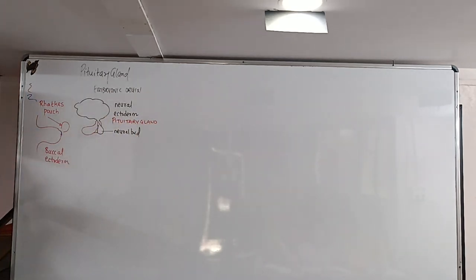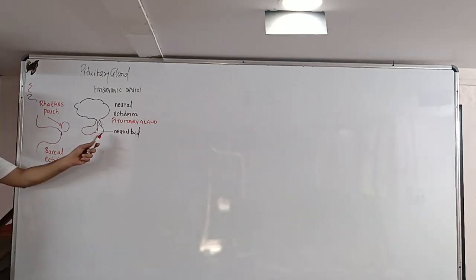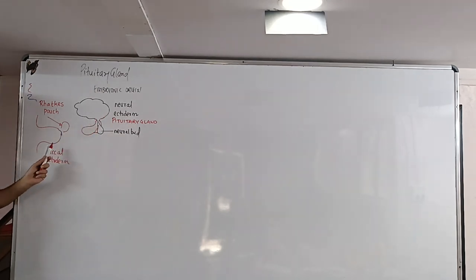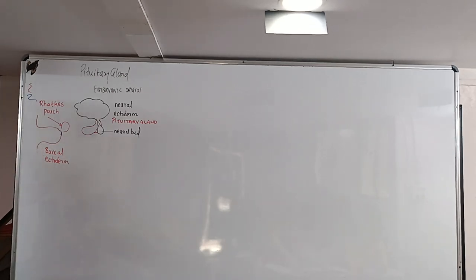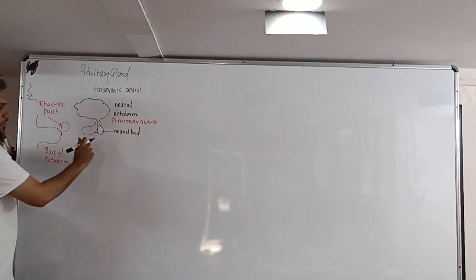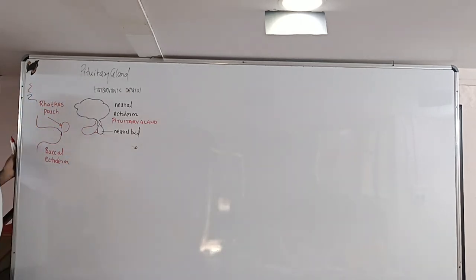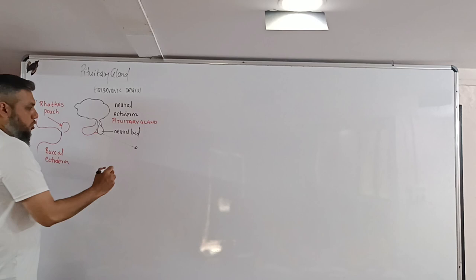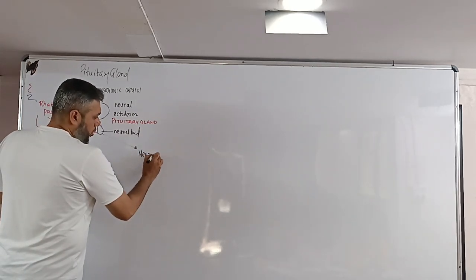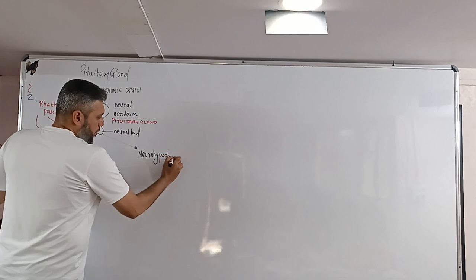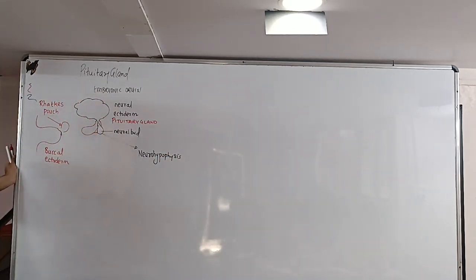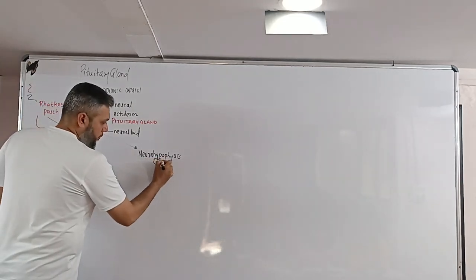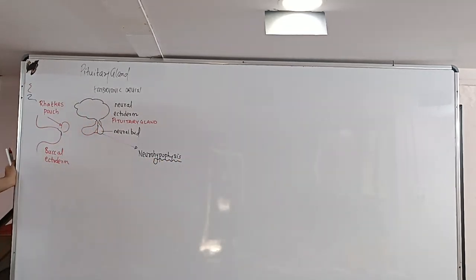Now the pituitary gland is produced from how many parts? Two parts. What are the two parts? Neural bud of the neural ectoderm and the Rathke's pouch of the buccal ectoderm. Together it is called the pituitary gland. The part which develops from the neural bud is called neurohypophysis. Hypophysis is another name of the pituitary gland.